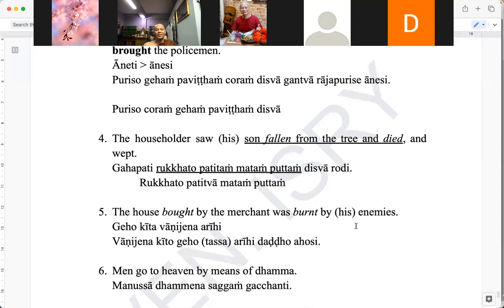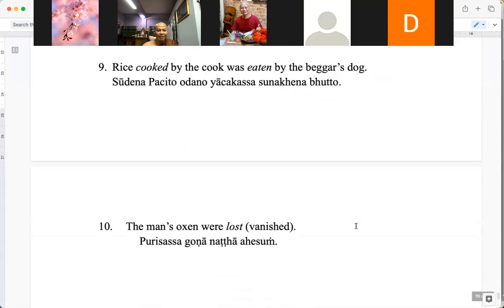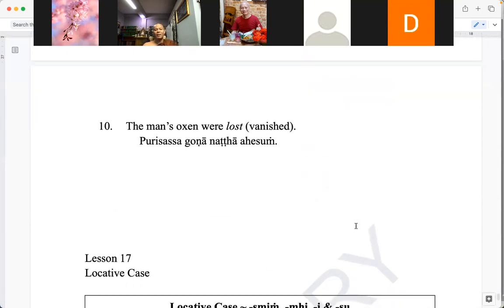Yes, Bante. For number 10, the oxen. Oxen is the plural of ox. So the man's oxen, does it function as the nominative? And in this scenario, ox is go, and the plural in nominative is gavo. Can we also translate it like that? Of course. Go, gavo, yes. And gona also. Gona is also coming from the form of go. In plural form, it is gavo or just gona, in this way.